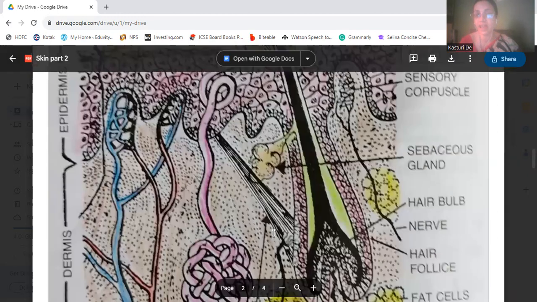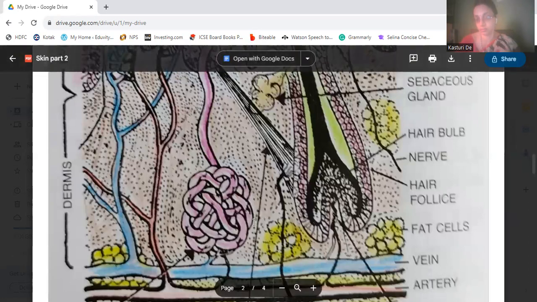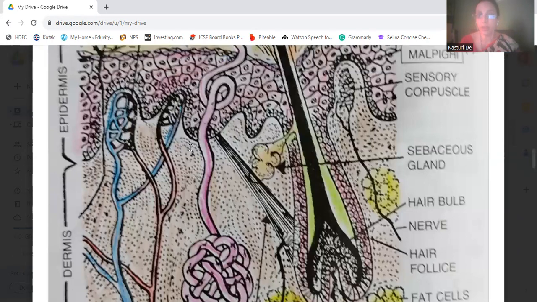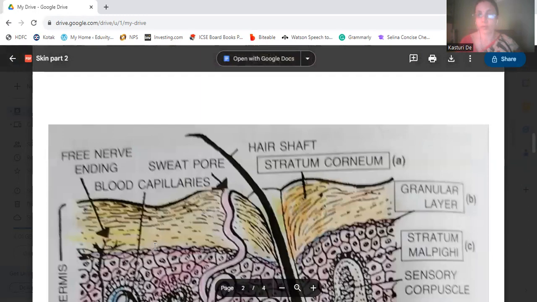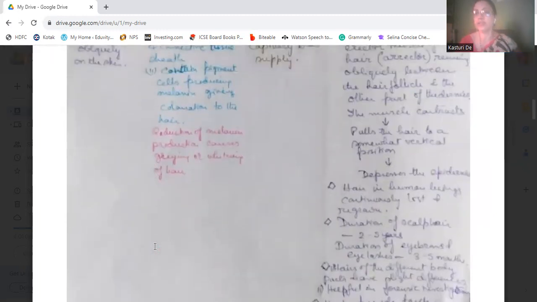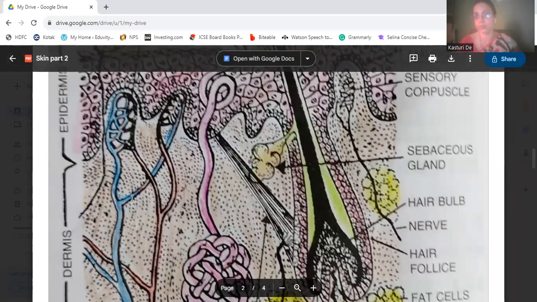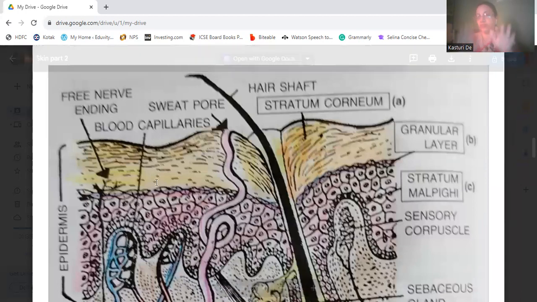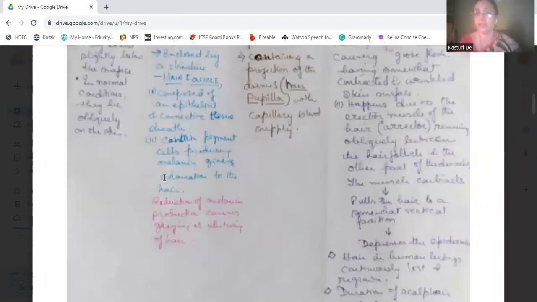This muscle contracts and what happens? It makes the hair somewhat erect, stand upright like that. And then when this contracts, it will pull the skin from the epidermis. See, it pulls the hair to a somewhat vertical position, then depresses the epidermis. So it will depress the epidermis. That is, it will pull the epidermis down. So the upper layer of the skin becomes somewhat wavy. So it will form some wrinkles on the skin. So this happens when you feel cold or during any emotional condition.